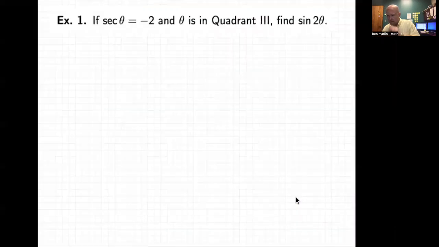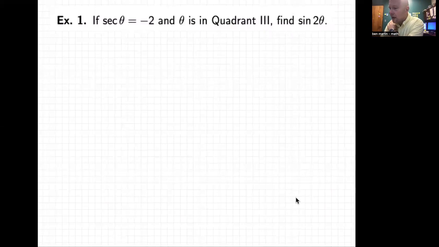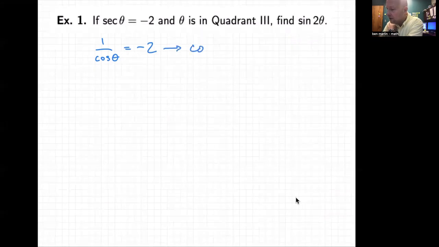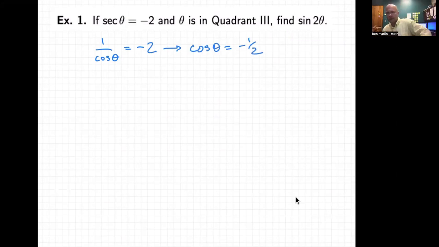All right. Then if secant theta is -2, I want you all to spot that secant theta is really 1 over cosine theta. And if 1 over cosine theta is -2, then cosine theta has to be -1/2. Okay.